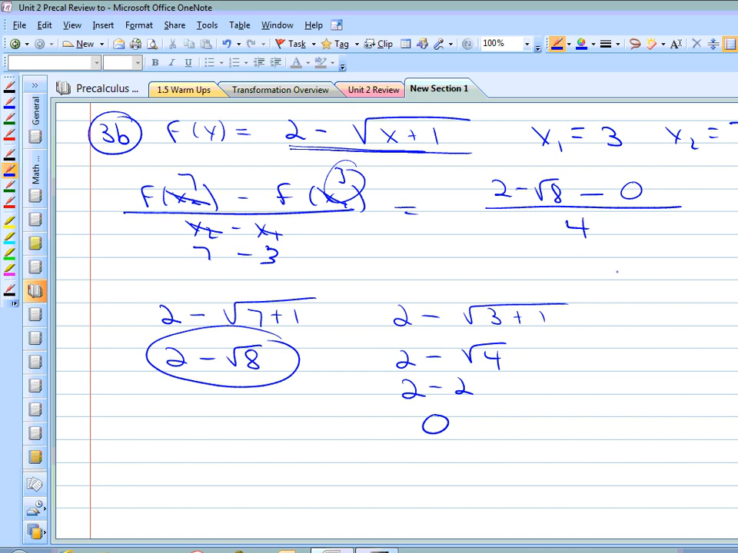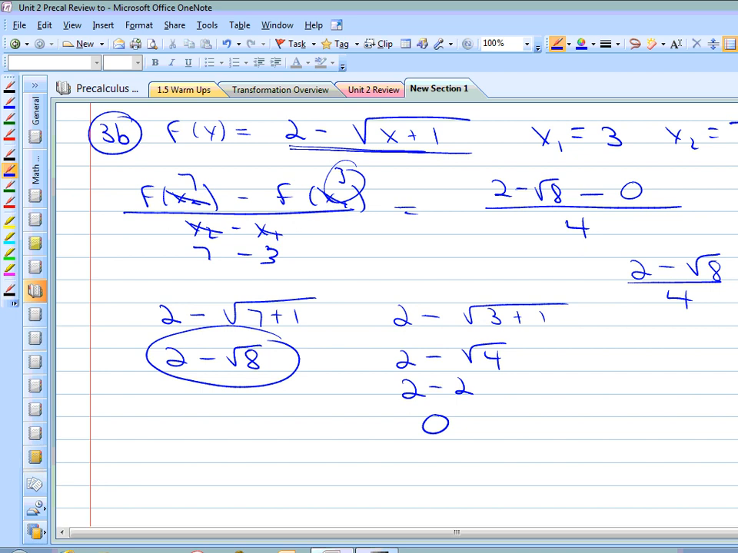Yay! So here we go. We have 2 minus the square root of 8 over 4. You can leave it like that, or I would love if you would reduce this by reducing your radicals. So you could go 8 divided by 2 is 4, divided by 2 is 2. Pair of 2's, that 2 stays home. So the square root of 8 becomes 2 square roots of 2. So we have 2 minus 2 square roots of 2 all over 4.